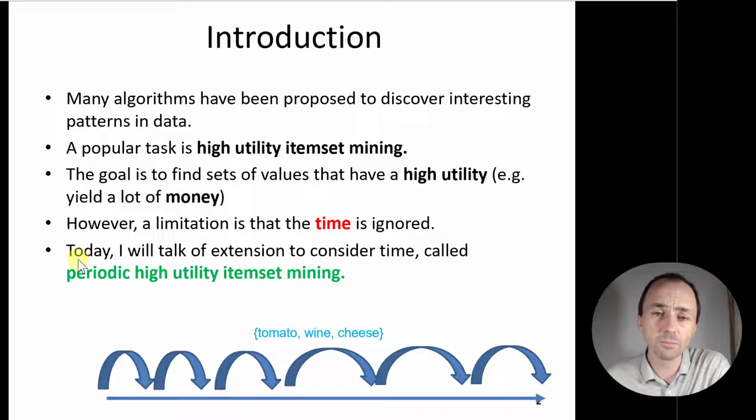So what does it mean, periodic? Briefly, periodic means something always repeats over time at more or less the same frequency, like every week. Maybe some people buy tomato, wine, and cheese. That will be a periodic pattern. So in this topic, we will try to find the periodic patterns that always appear in the data regularly, and also have a high utility, make a lot of money. So let's start.